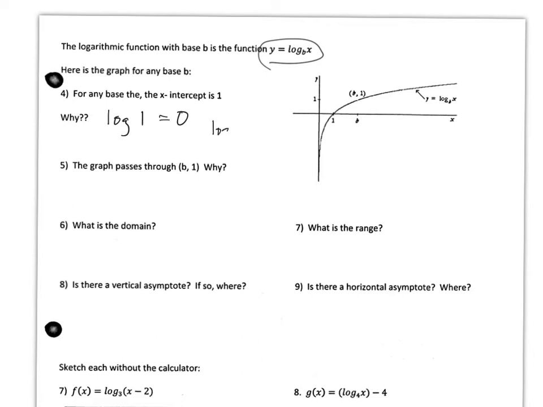So if we do log base b of 1, we get 0. So it's not going to matter what our base is. The graph always passes through (1, 0). Well, why? Why can't I just put any base there?